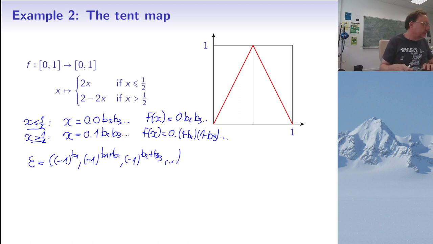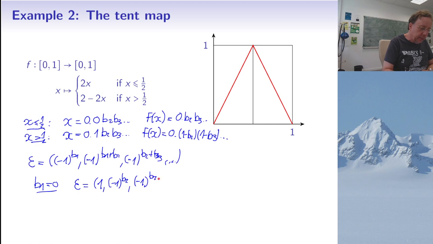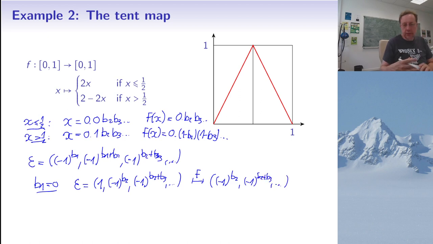And what you can check is that, if b1 is equal to 0, that is when x is smaller than 1 half, you will have a sequence which is given by 1, and then I have minus 1 to the b2, because b1 is equal to 0, and then I will have minus 1 to the b2 plus b3, and so on. And by f, this is just mapped to the shifted quantity, so minus 1 to the b2, and so on. Okay, so I still have the shift, nothing new here.